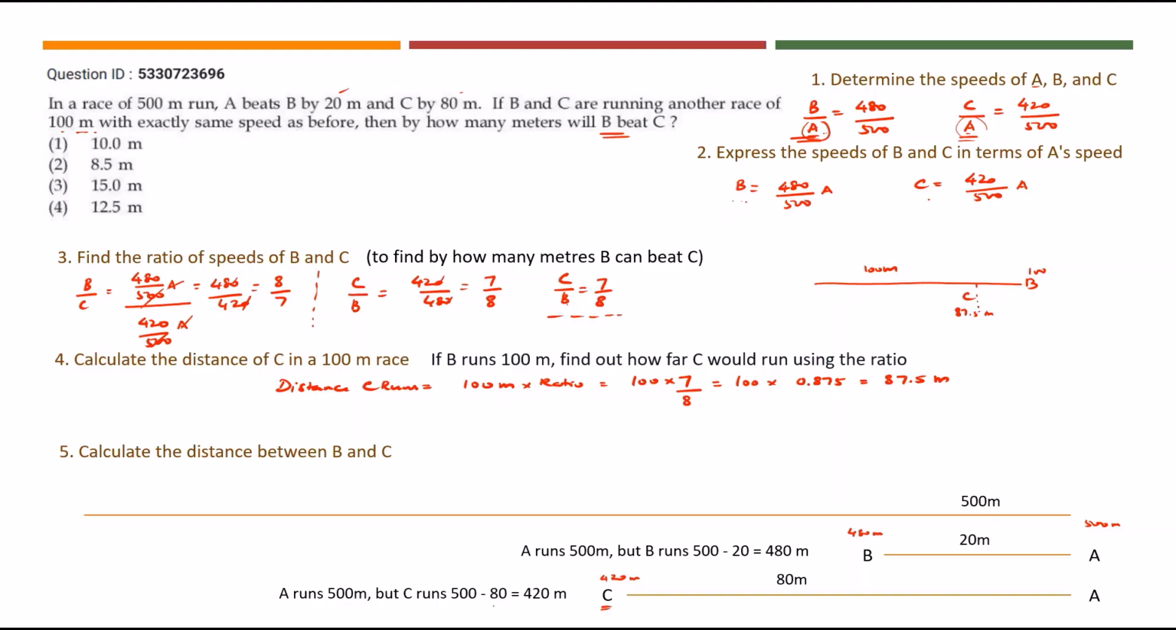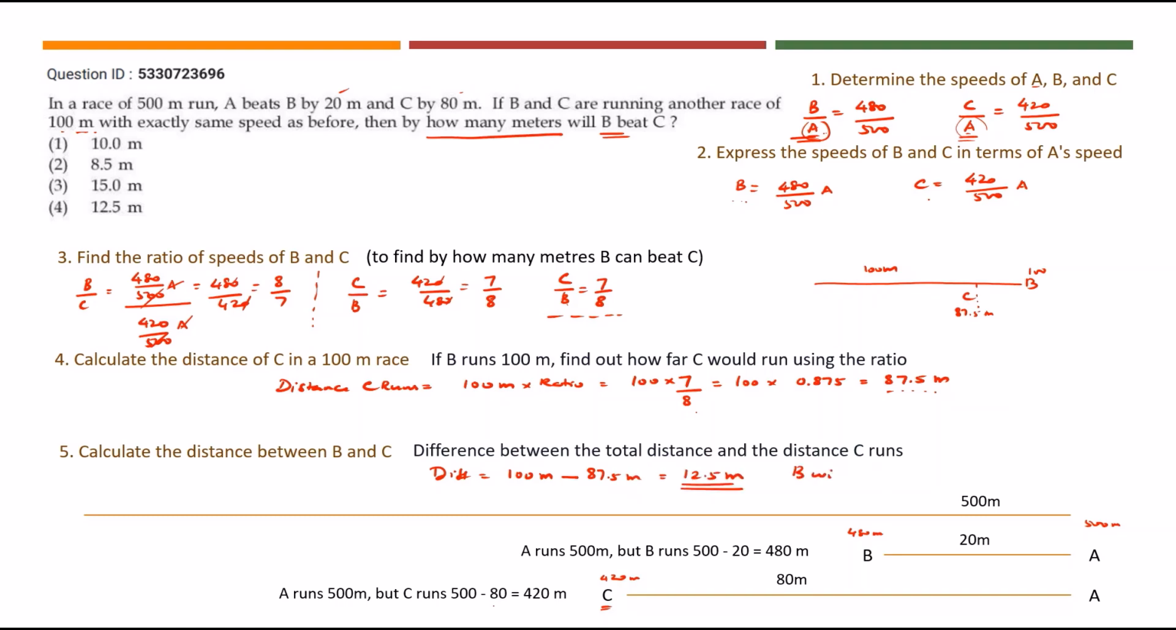They are asking if they run at the same speed as before, then by how many meters will B beat C? So you have to find the difference between the total distance and the distance C runs. The difference can be given as the total distance of 100 meters minus the distance that C runs at the same speed, 87.5 meters. This will give a value of 12.5 meters. B will beat C by 12.5 meters is the right answer. Option number 4, 12.5 meters, is the right answer.